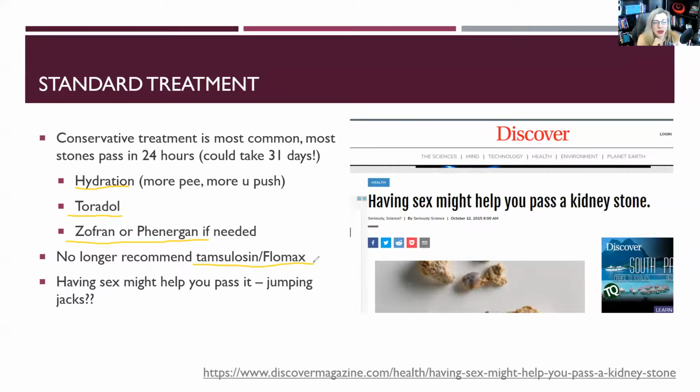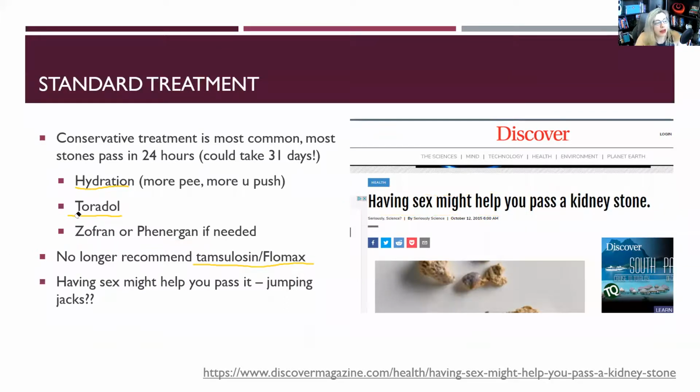Another really interesting big article that came out, with really interesting information for us, is that having sex might actually help you pass a kidney stone. And as you can imagine, this is really interesting information. Trying to tell this, especially to older patients, is pretty awkward, especially because if you're in that kind of pain, the last thing you're going to want to do is have sex.